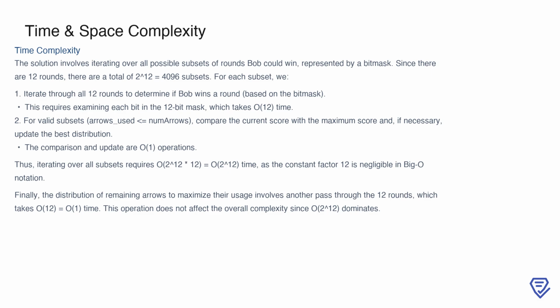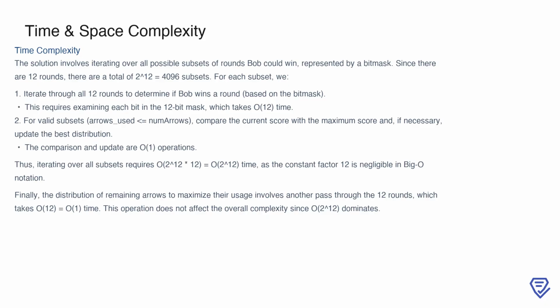In this problem, we are leveraging a bitmask approach to iterate over all possible subsets of rounds Bob could win. Since there are 12 rounds, the total number of subsets is 2 raised to the power of 12, which equals 4096. For each subset, we examine all 12 bits of the bitmask to determine which rounds Bob wins. This process takes O(12) time per subset. Once we identify a valid subset, meaning the total arrows used do not exceed Bob's available arrows, we compare the resulting score against the current maximum score. If the new score is better, we update the best arrow distribution. These comparison and update steps are constant time operations, O(1).